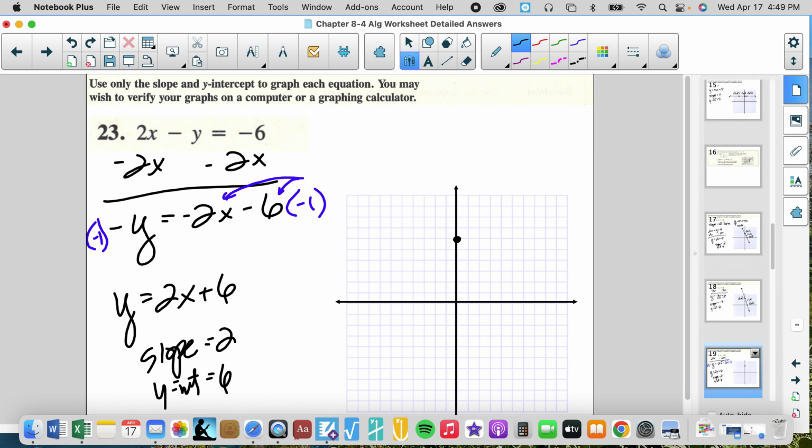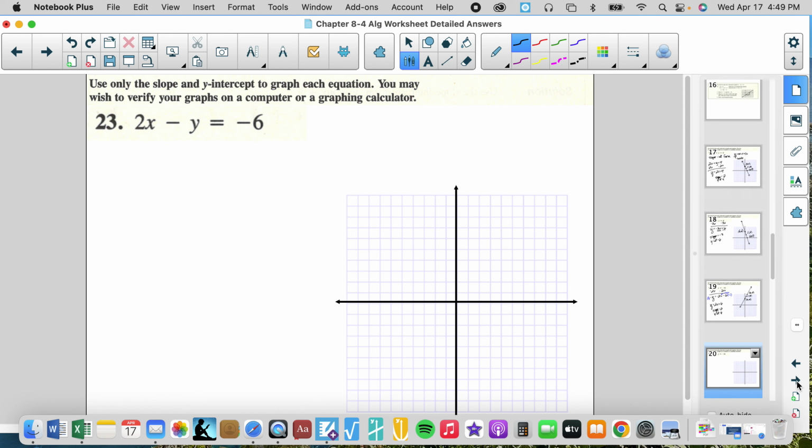Slope of 2 is up 2, right 1, up 2, right 1. We can connect the points to show all of the solutions to that equation. These are solutions to the equation 2x minus y equals negative 6. Put arrows. This is 0, 6. This is 1, 8. This is 2, 10. Those are all solutions to that equation.